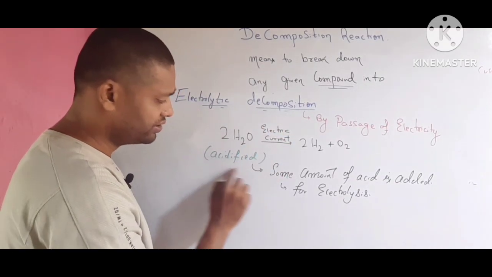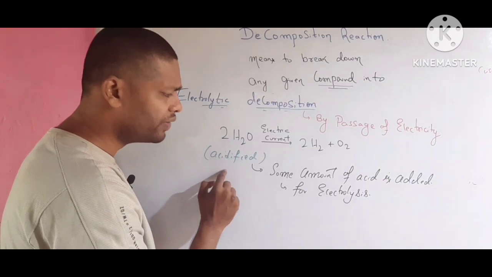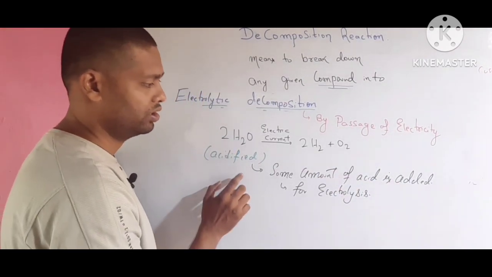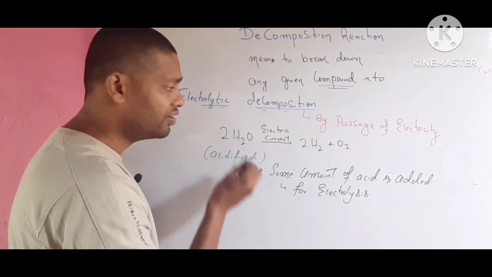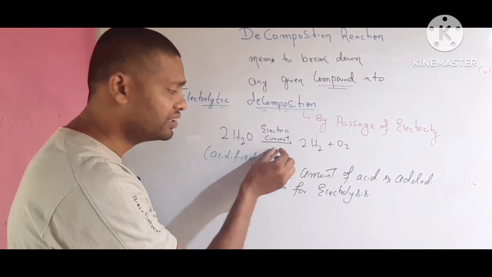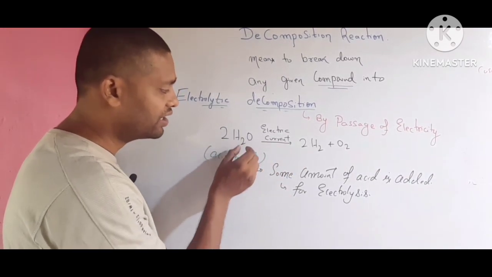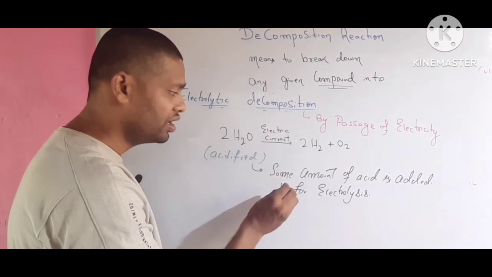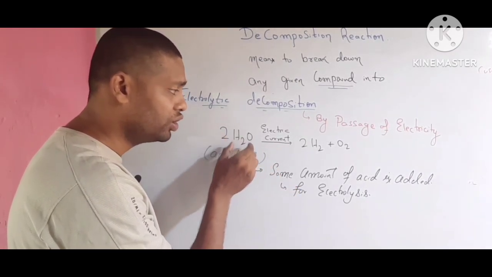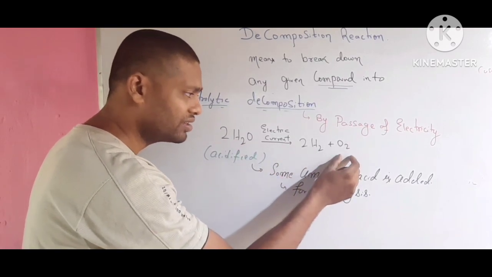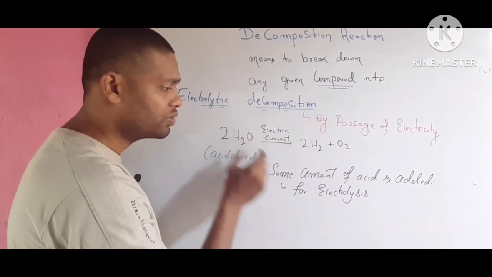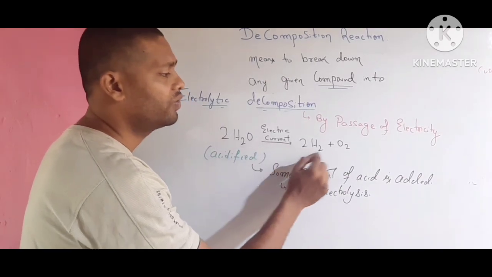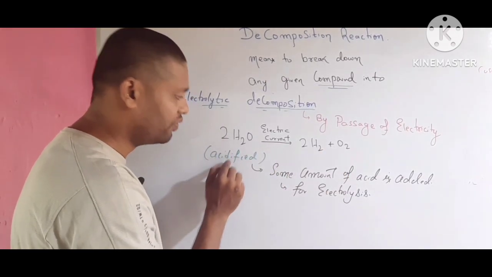Now here they have written acidified. What do you mean by acidified? It means some amount of acid is added into this water. Why, sir, is it added? So that it will help conductivity, so that electricity can easily pass and the water can easily break into ions, into two individual elements. That's why we add some acid to the water. If we pass the electric current normally, it will be difficult to break down. So that is known as acidified water.